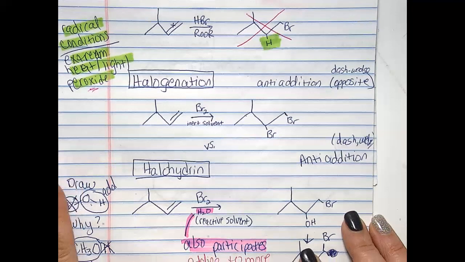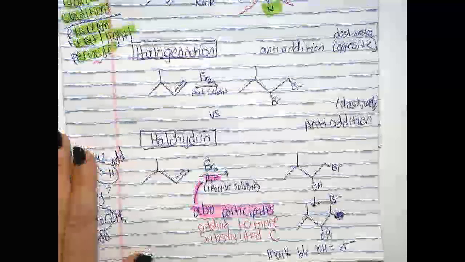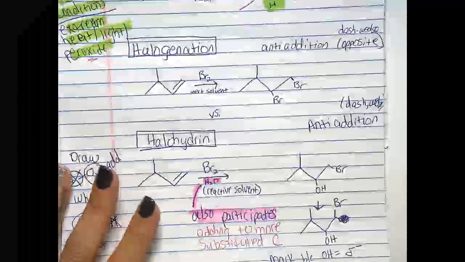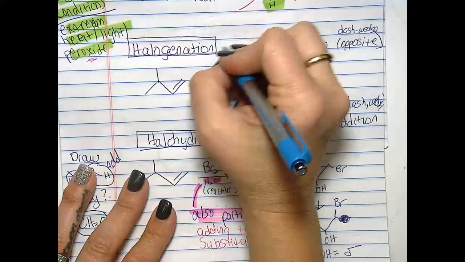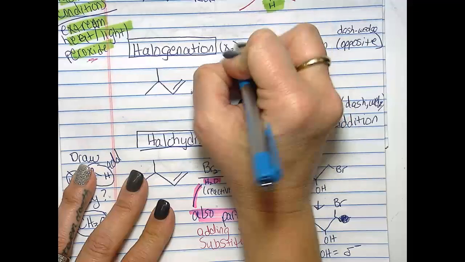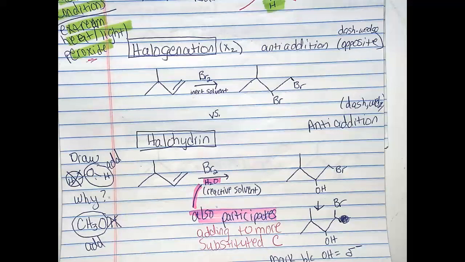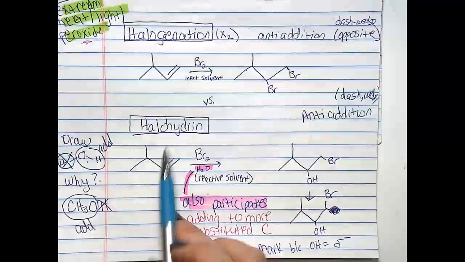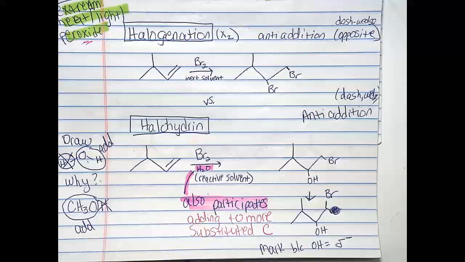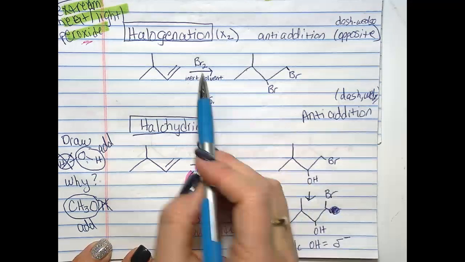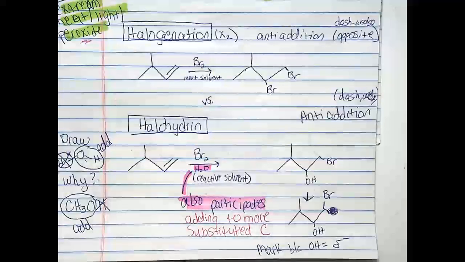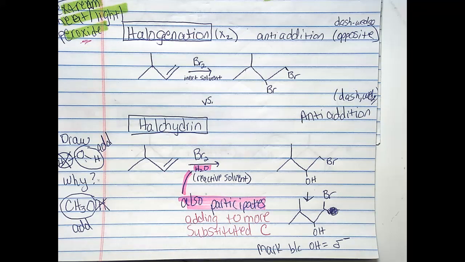All right, so halogenation. This is where we just get some sort of halogen in its diatomic form added. And we're going to talk about it in terms of halohydrin. We're going to compare and contrast the two. You will notice that halogenation is just simply some halogen in its diatomic form with some inert solvent, meaning there's some solvent there that does not participate in the reaction.